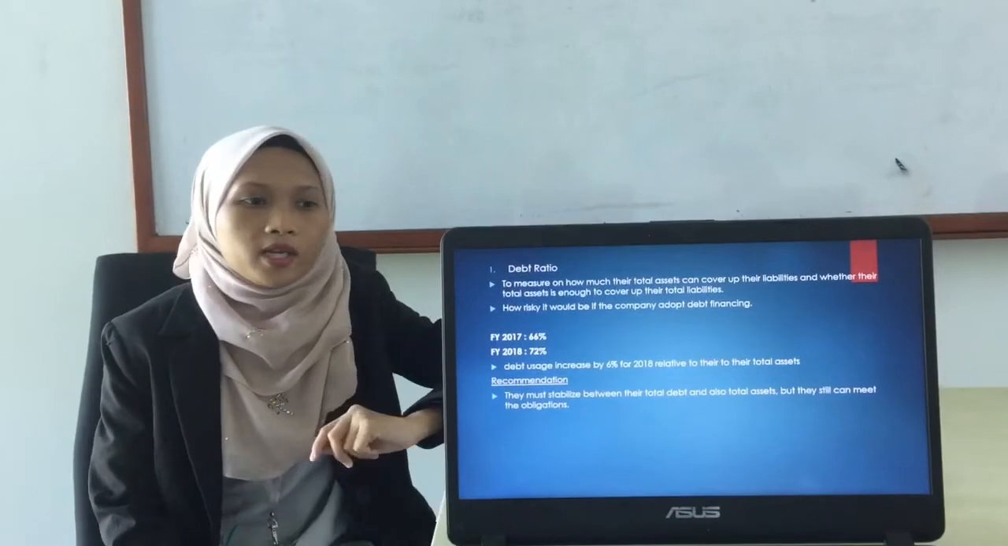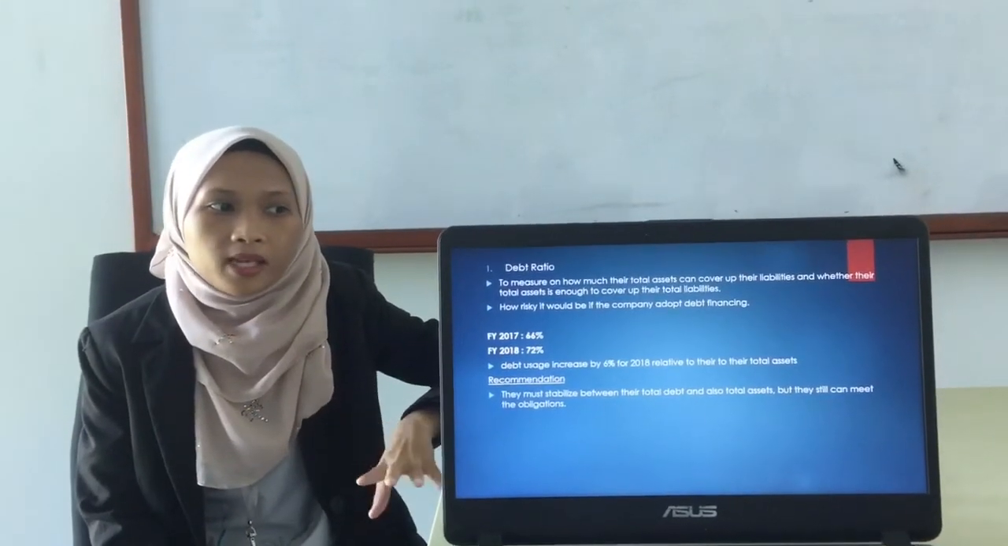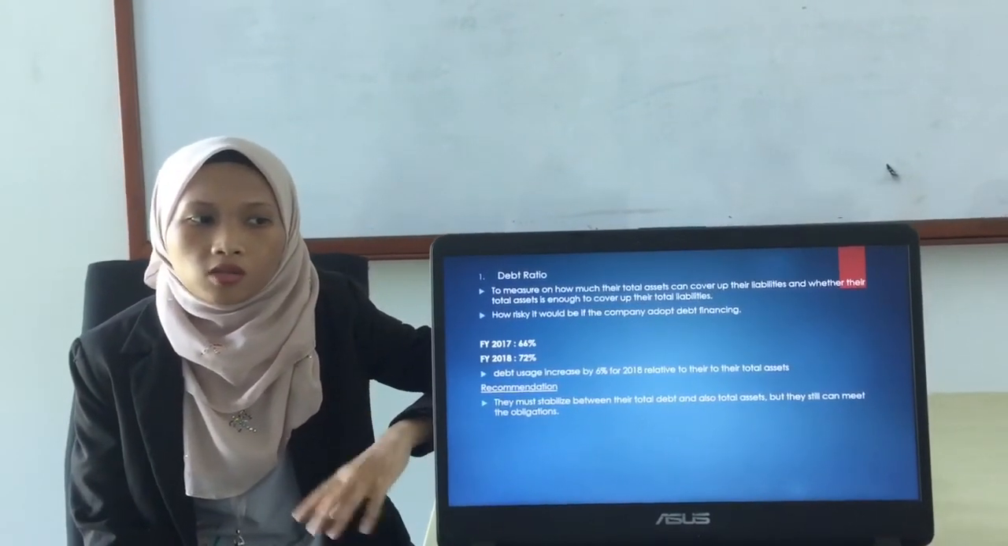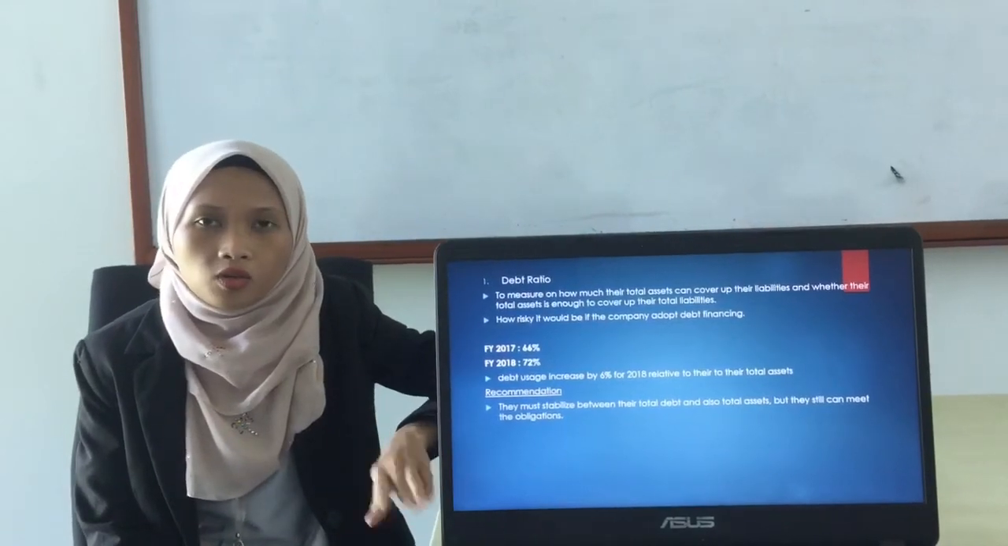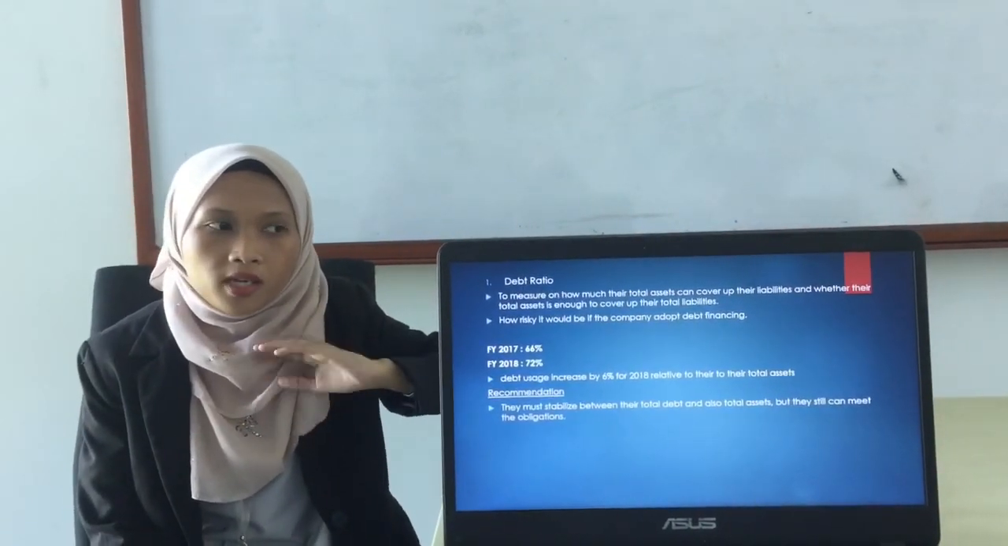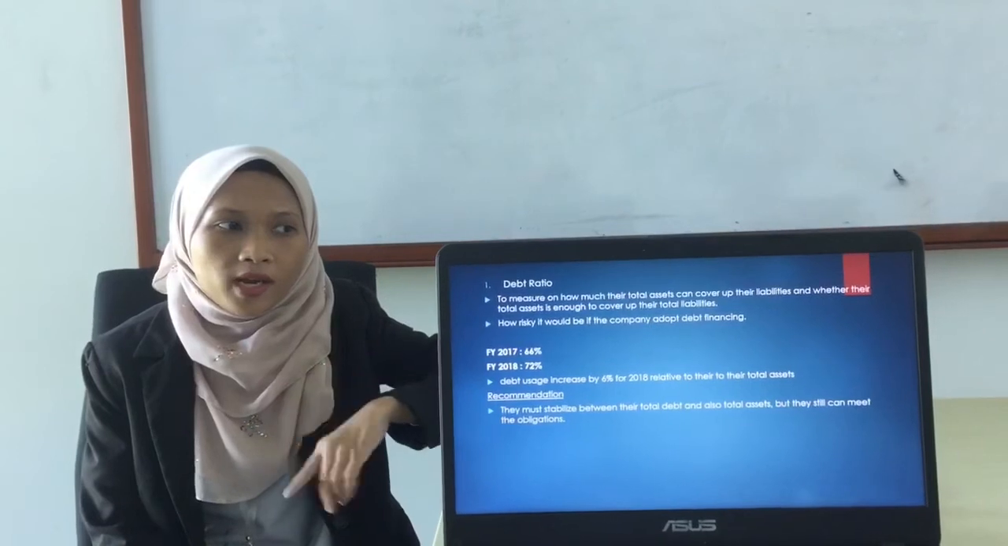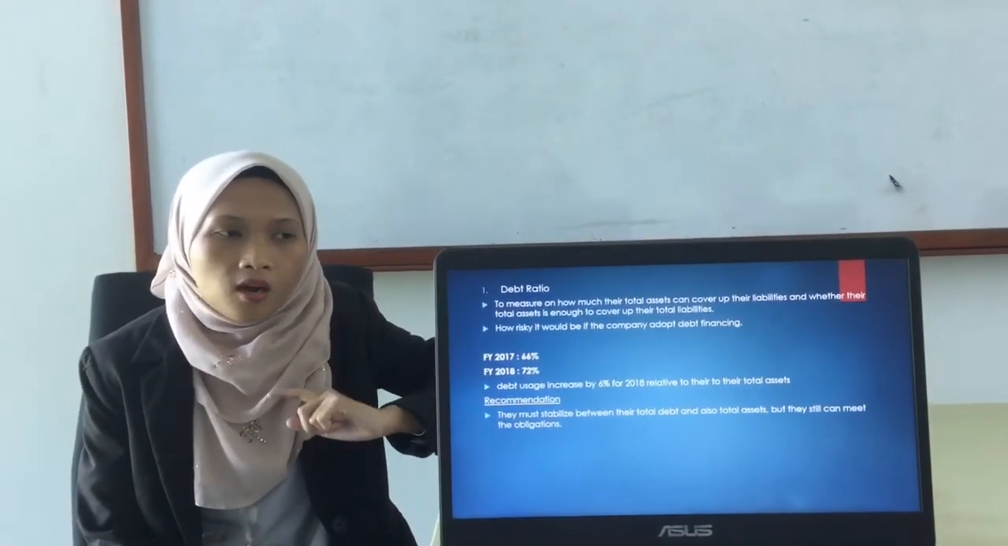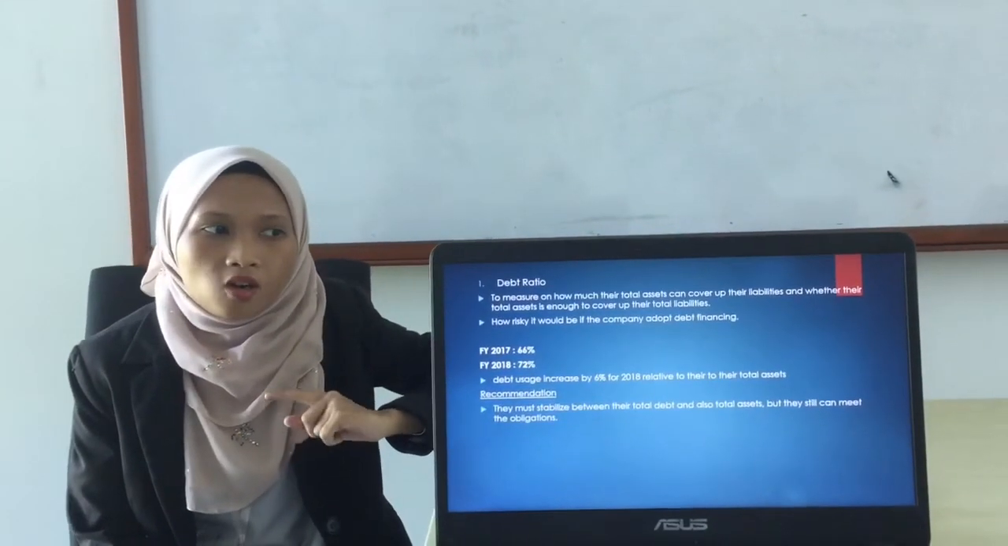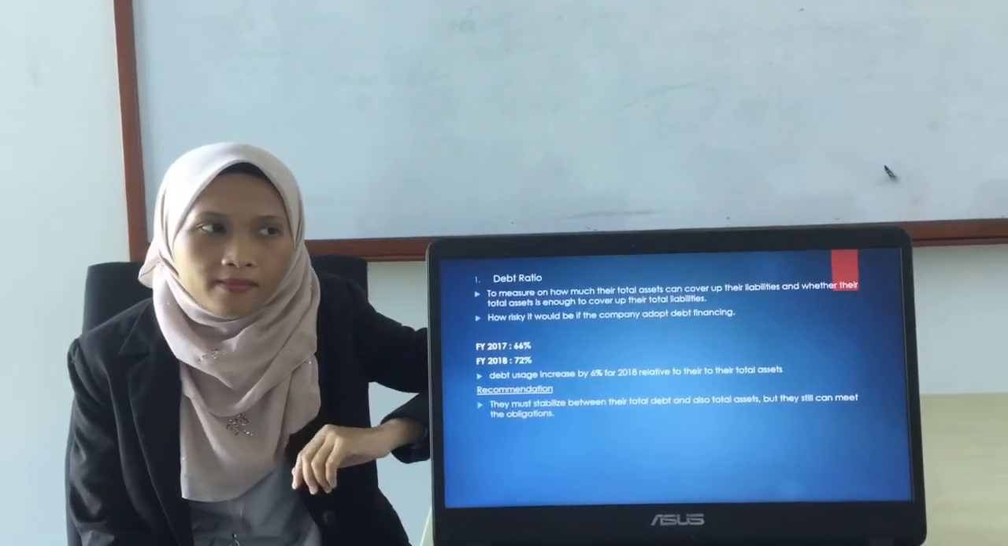Okay, so our recommendation is that they must stabilize between their total debt and their total assets. But still, although their debt ratio is quite high for 2018, they can still meet the obligation to pay their debt.